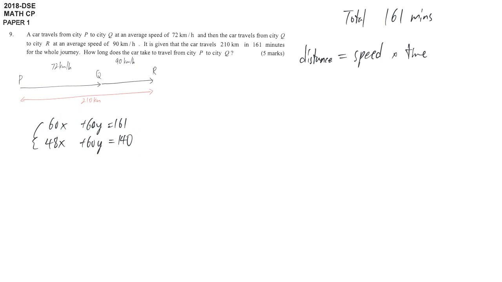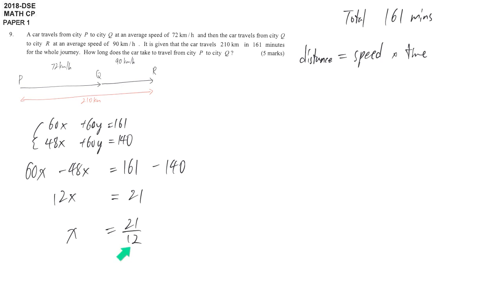I try to subtract them because I know 60y minus 60y will become 0 and only one unknown is left. So 60x minus 48x, 60y minus 60y disappears, should equal right hand side minus right hand side. So we know this makes sense, and then it gives us 12x equals 21. Then we divide both sides by 12. We get x is equal to 21 over 12.